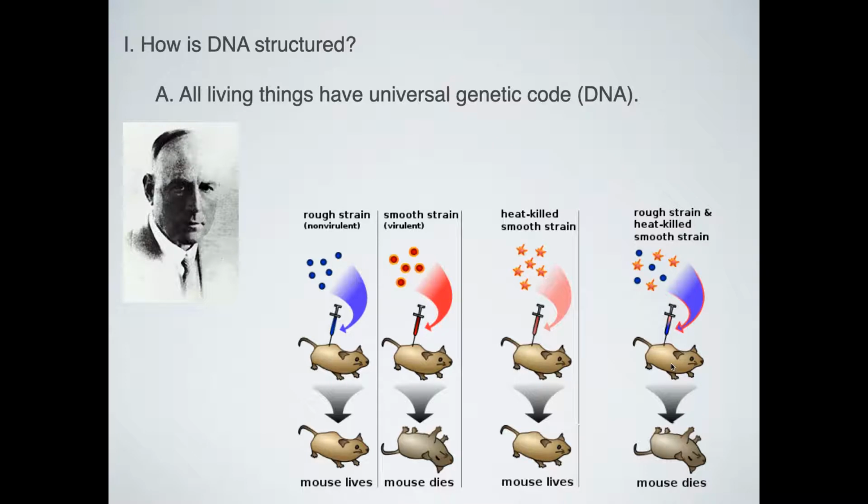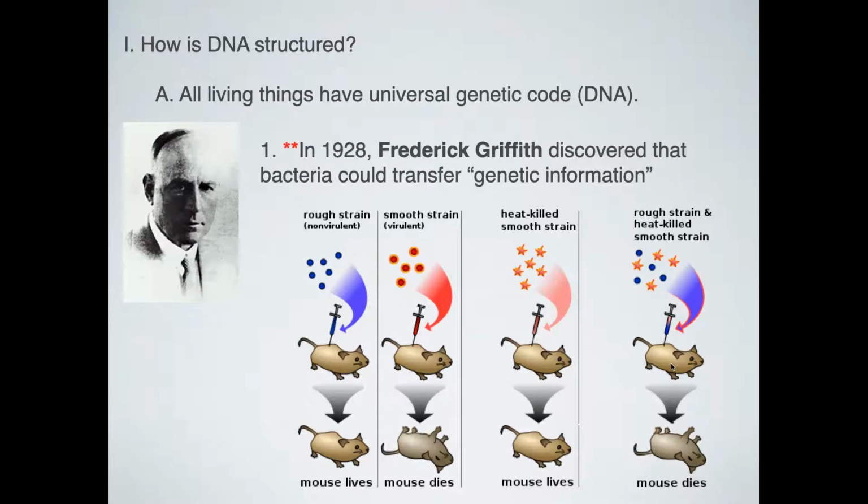And this is the 1920s that we're talking about here. But why? Frederick Griffith in 1928 discovered bacteria transfer some kind of genetic information to each other. Even the dead ones. The living ones were able to take information from the dead ones, and that was able to change them somehow, or they were able to utilize that in order to basically make themselves deadly. What was it that they were transferring?